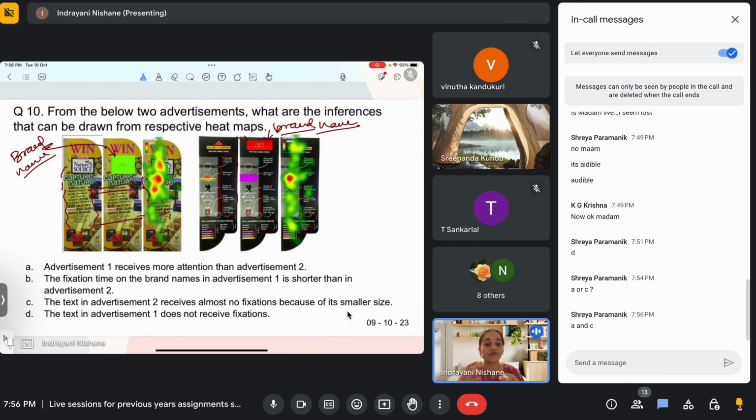More reds. That means their fixation count was more for A. There are more red. Okay. So A seems correct. Why B? So is it receiving more fixations, brand names? If fixation time is more, that means the red area will be more. Yeah. So this red box is the brand name here for advertisement 2. Yeah. This is advertisement 2. This is advertisement 1.